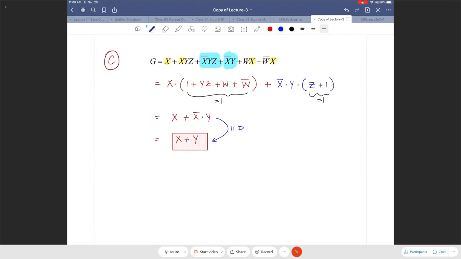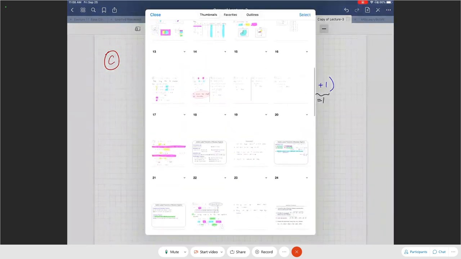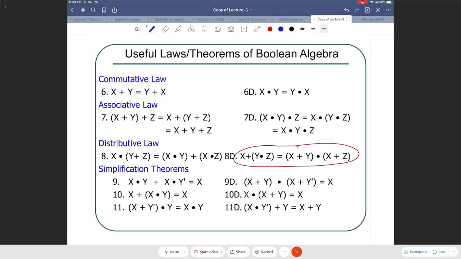Let me go back, show you what 11D is. 11D is right here. X and Y complement or Y equals X or Y. In our case, the variables might have been switched. That's okay, but it's the same property.